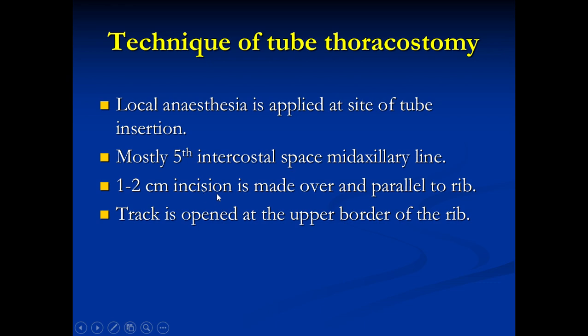A 1 to 2 cm incision is made over and parallel to the rib. The tract is opened at the upper border of the rib. So we do the skin incision over the rib itself and parallel to the rib. Then we make a tract, like a flap under the skin, to enter the thoracic cavity on the upper border of that rib.